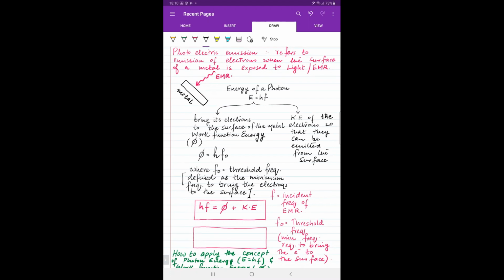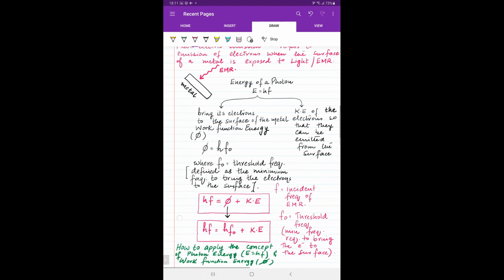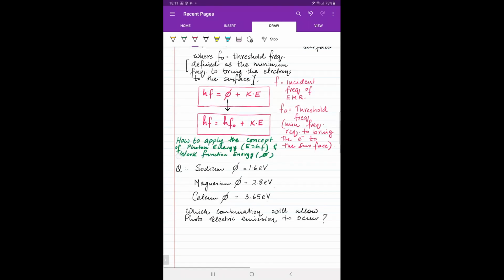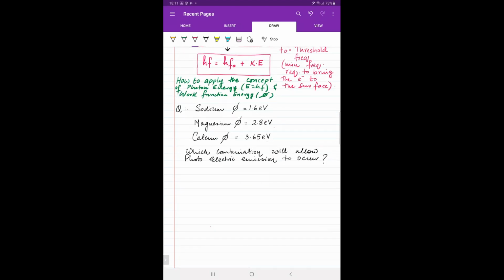अगर मैं इस equation को थोड़ा सा simplify करूं और आपकी choice है, अगर आप phi को replace करते हो, then you can even write down this equation in a slightly modified version. आपको कौन सी suit करे वो फिर आपकी choice है, दोनों acceptable versions हैं. अब इस equation को use कैसे करेंगे? ठीक है, तो how do we apply the concept of photon energy and how do we apply the concept of work function energy, उसका एक example देख लेते हैं ताकि ये equation थोड़ी सी clear out हो जाए.